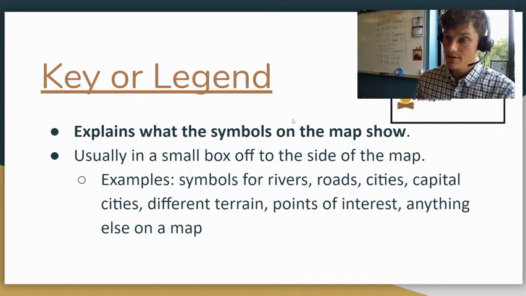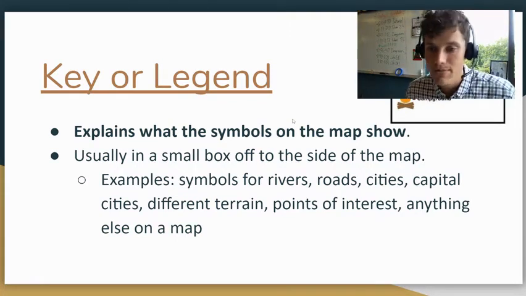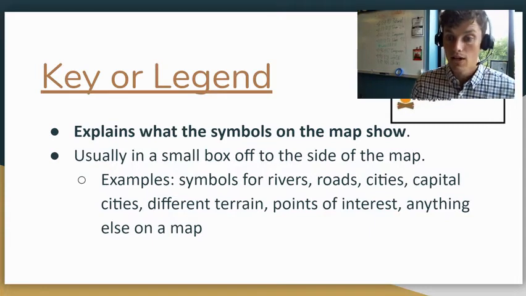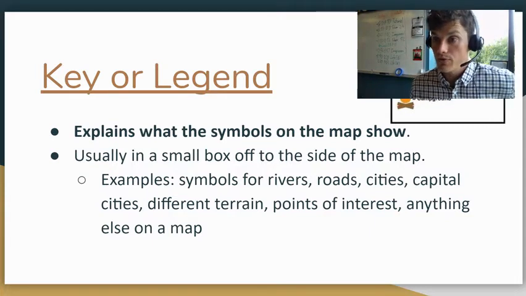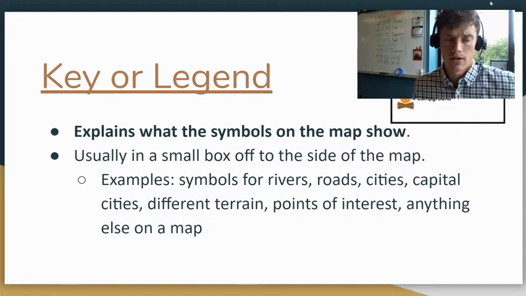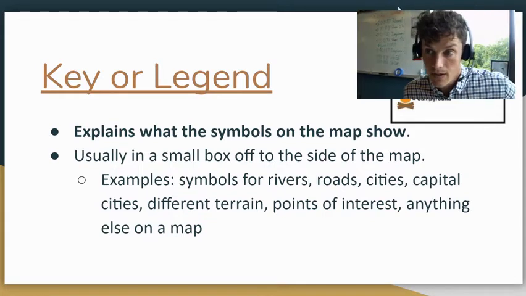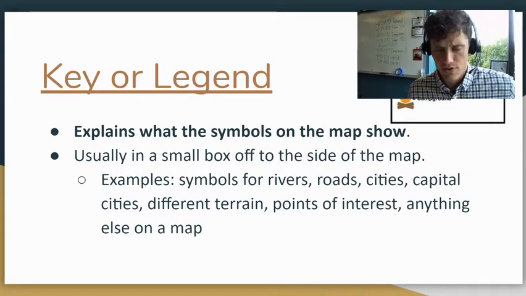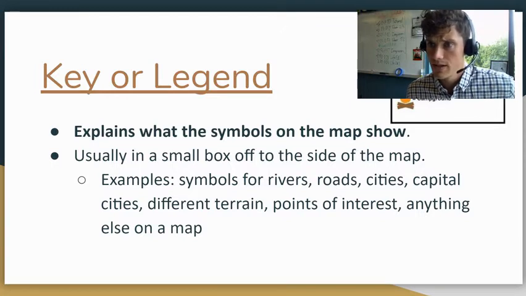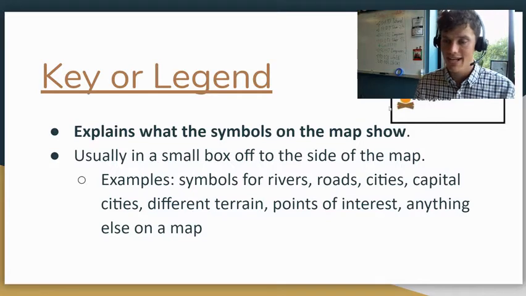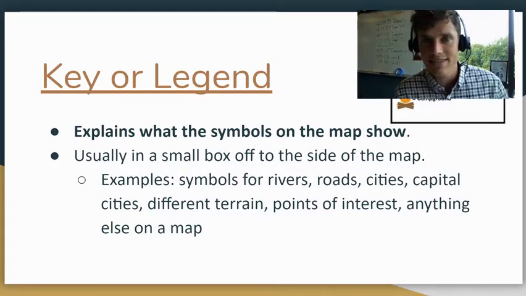Now we're going to move on to the key or legend. Usually it's going to be something that looks like this, a little box in one of the corners, and it explains what symbols on the map show. So, for example, if you're looking at a map of a park, or maybe multiple parks, then a tree will show you where the park is, fire will show you where a campground is, but sometimes it's not that easy.